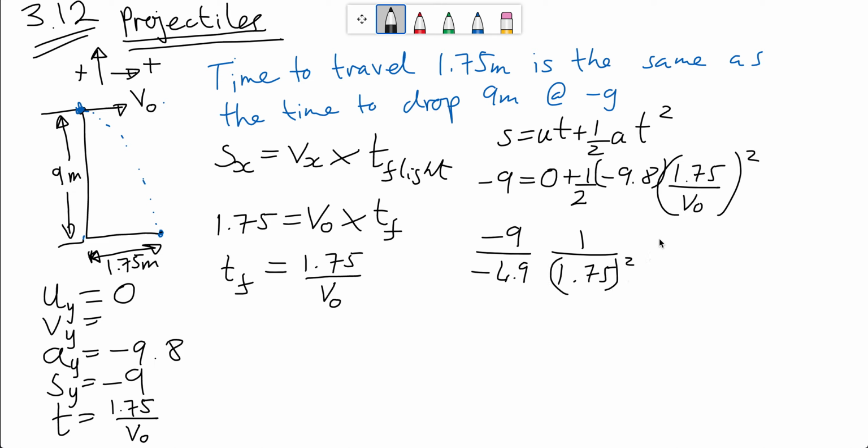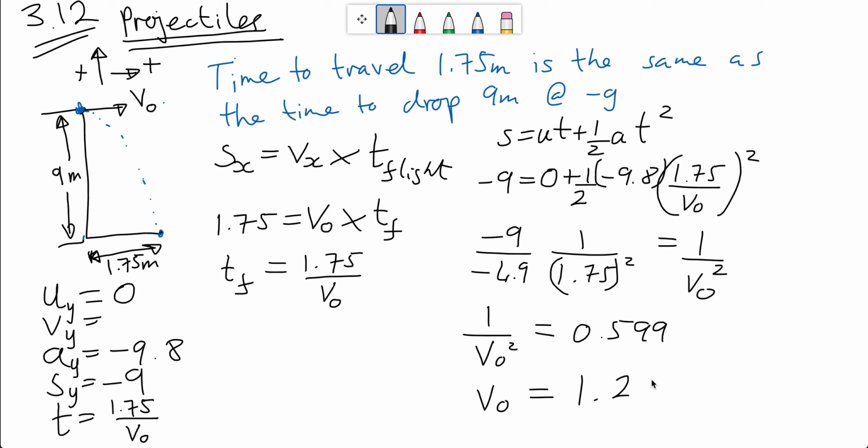And all of that is equal to 1 over v0 squared, or you can put the whole thing squared, whatever you like. When you work that out, you should get that 1 over v0 squared equals 0.599, and those decimals go on, which means that v0, when you do the calculation, should equal 1.29 meters per second. And that is the answer.